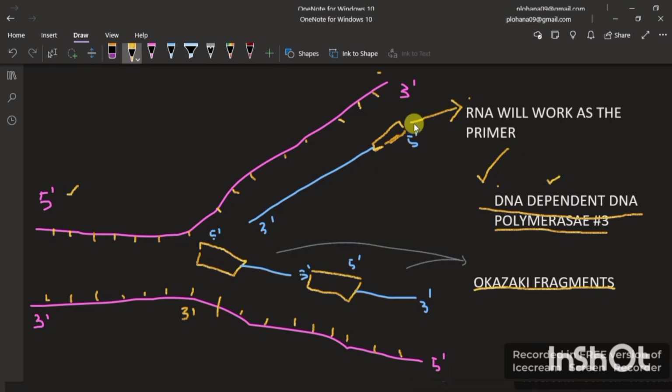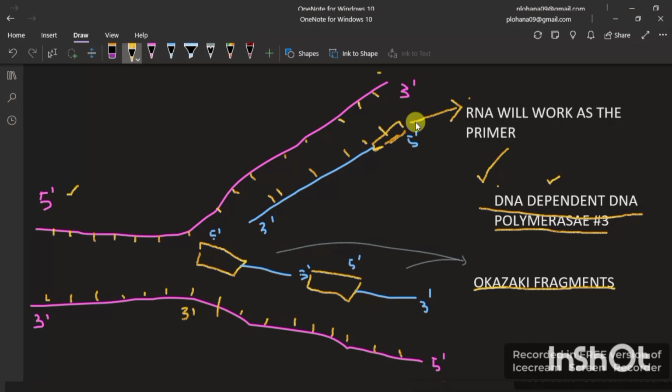It will always read the strand from the 3' end to the 5' end and check whether these nucleotides are complementary to each other or not. If they aren't complementary, it will start cutting these nucleotides if they are wrongly placed. So this activity is known as exonuclease activity, and it will always read the strand in the 3' end to 5' end direction.